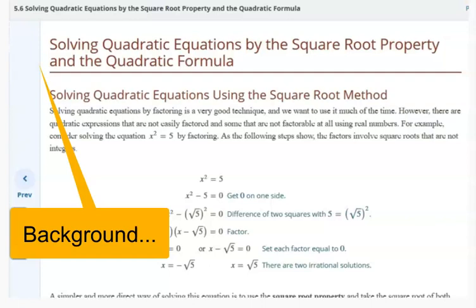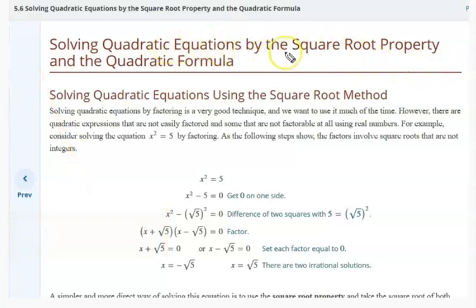Now, we had used factoring as a method to solve quadratic equations in an earlier section. We're now going to use what is called the square root property. So for background, this is the title of this in your notes.